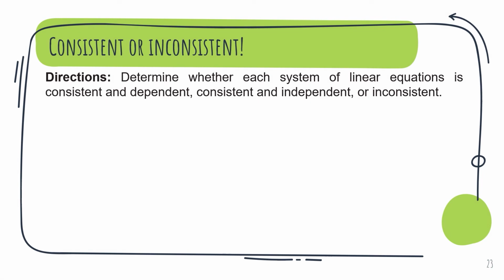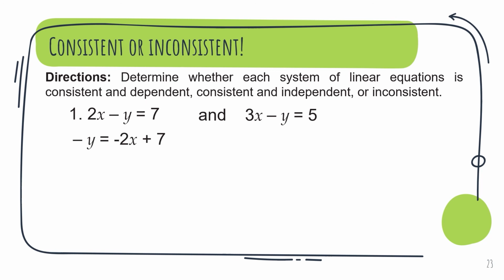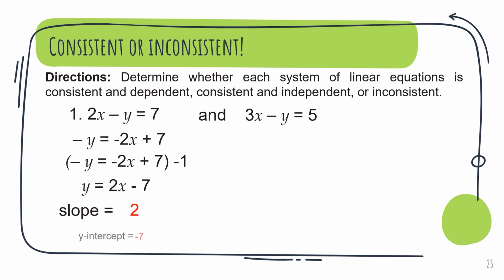Let us see if your answers are correct. For number 1, we have 2x minus y is equal to 7 and 3x minus y is equal to 5. To identify the slope and the y-intercept, we have to rewrite the given into slope-intercept form. For 2x minus y is equal to 7, we have negative y is equal to negative 2x plus 7. Multiply both sides by negative 1, y is equal to 2x minus 7. The slope is positive 2 and the y-intercept is negative 7.